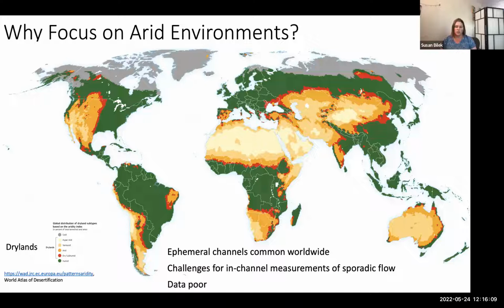If you're trying to measure material moving during flash floods in these very arid conditions, it can be very challenging. It's not continuous flow, so they haven't been prioritized necessarily for continuous measurement. In many cases, you need to get lucky with some of these flows in order to capture measurements in the channel if you're trying to record there. And so proxy measures such as seismic have not been that common in these ephemeral channels either. So it's a fairly data poor area to work in.